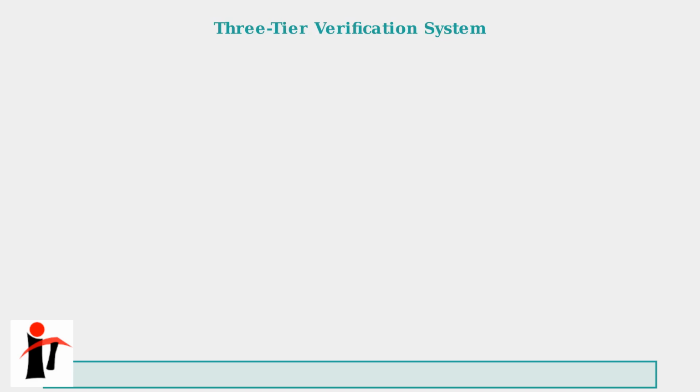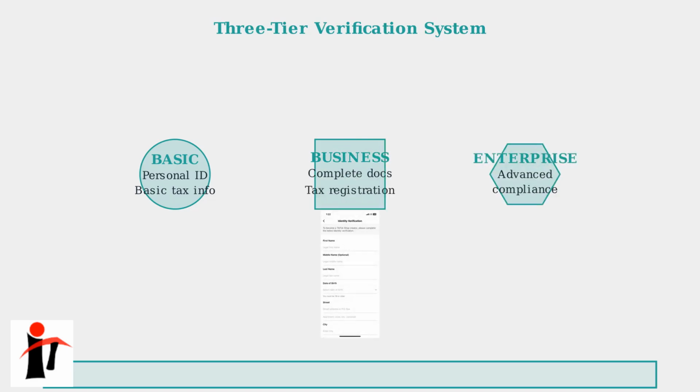TikTok Shop uses a 3-tier verification system to accommodate different types of sellers, from individual creators to large enterprises. The basic tier requires personal identification and basic tax information. The business tier demands complete business documentation and tax registration. The Enterprise tier provides advanced compliance features for high-volume sellers with audit trails.